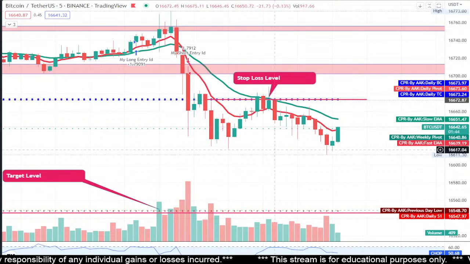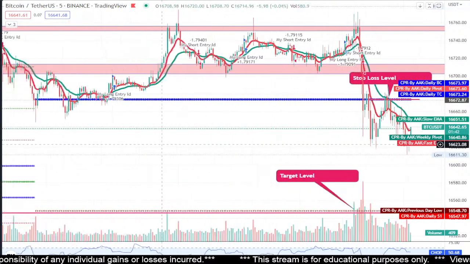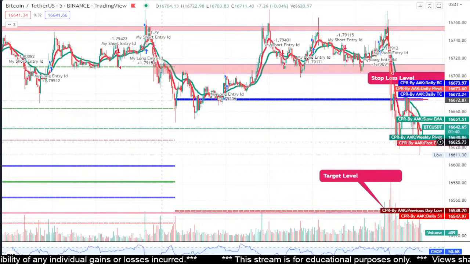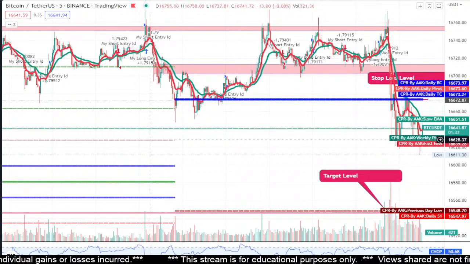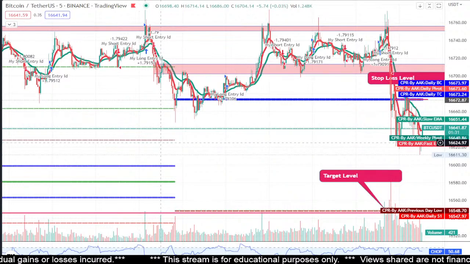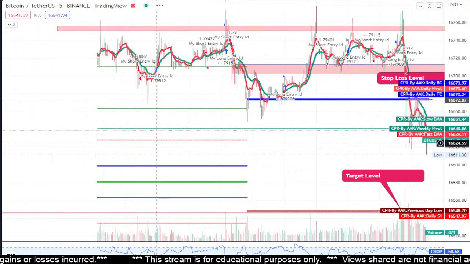All right, as the market is finding it difficult to break this particular price barrier, let's try and find the reason why. This is one of the reasons. Here is a pivot for yesterday.